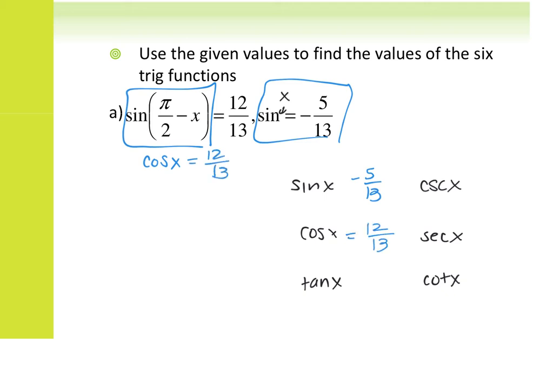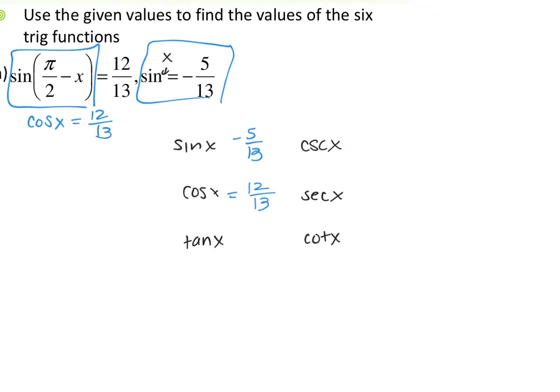So I have choices here. I can build my triangle, set it up, and find the missing side. Or I can use the reciprocal identities and the sine and cosine identity for tangent to find the rest. So this one I get negative 13 over 5. This one I get 13 over 12.